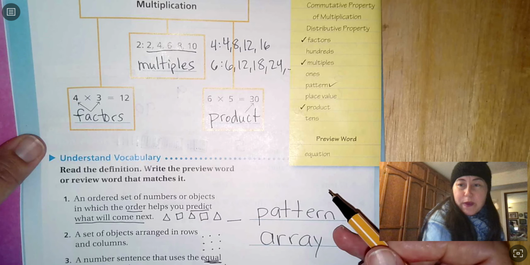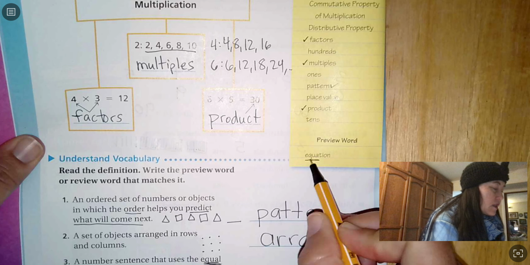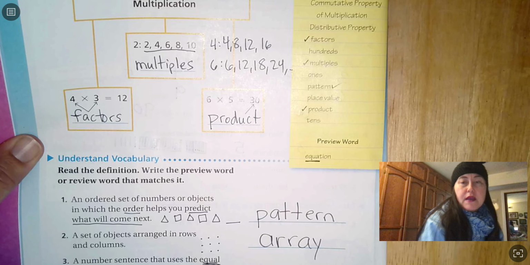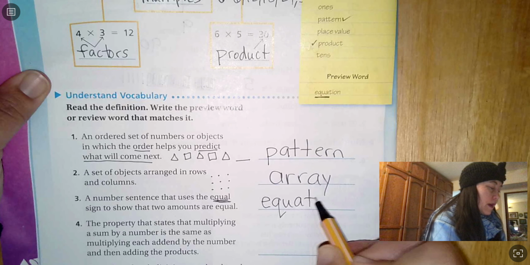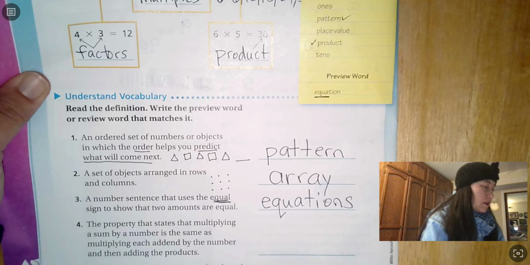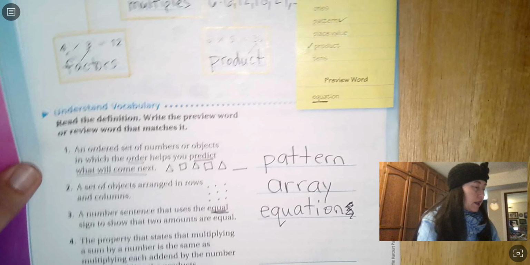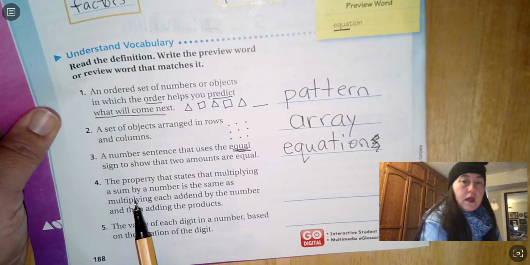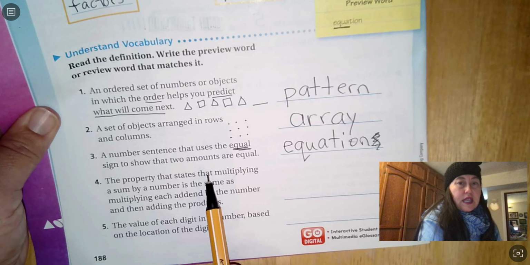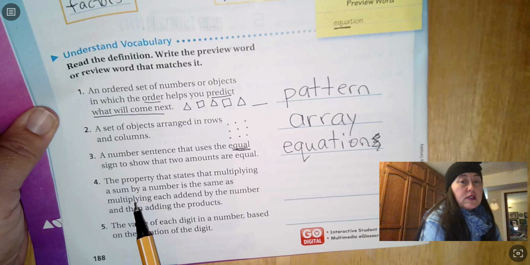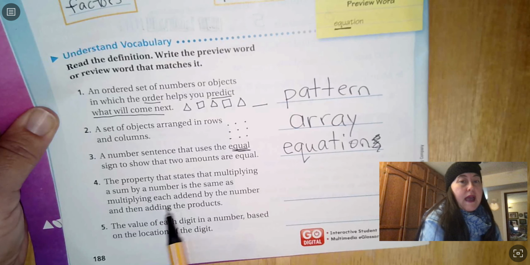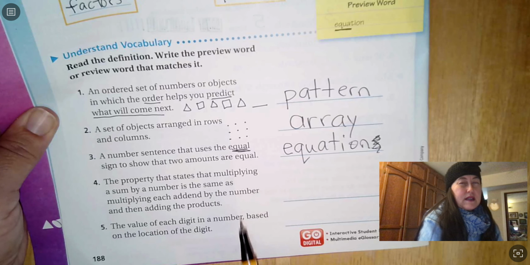This word equal has to do with this word equation, and they have part of the same spelling in there. So an equation uses an equal sign, and we'll talk more about equations in this chapter. Oops, just equation. I said it plural and I wrote it plural, but I meant to put singular. The property that states that multiplying a sum by a number is the same as multiplying each addend by the number and then adding the products, so that you could kind of separate it out.